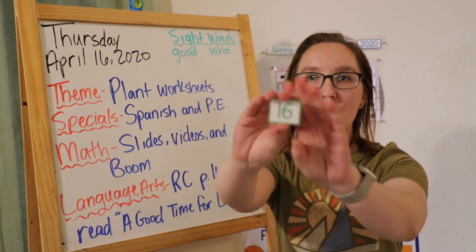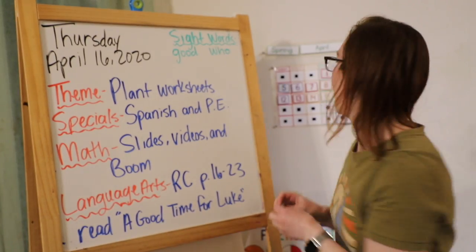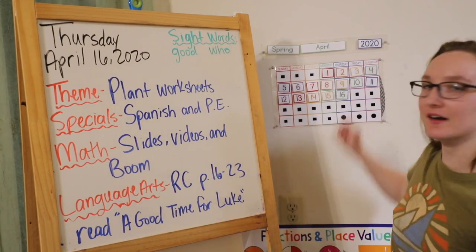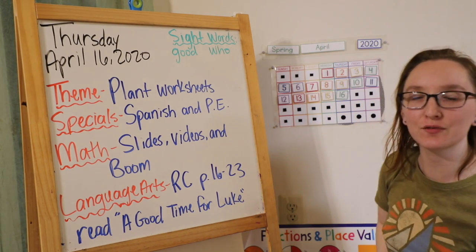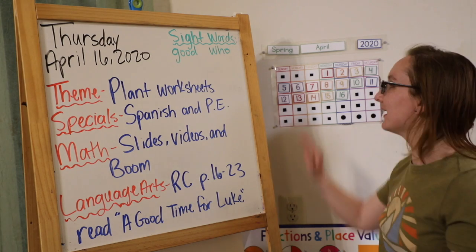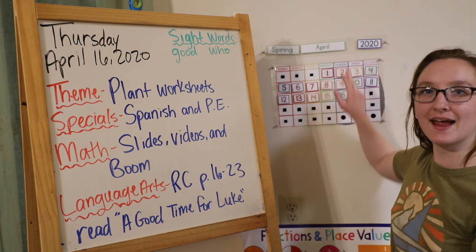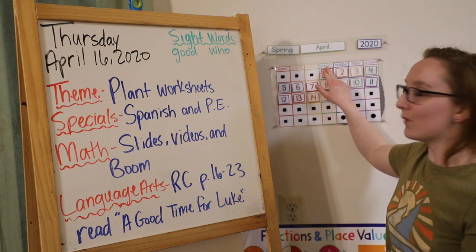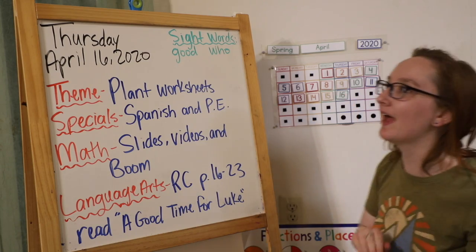So we're going to add our new number to our calendar. And we're going to go ahead and place that here. So it is once again April 16th, 2020. Our season is spring and today is Thursday. Yesterday was Wednesday and tomorrow is going to be Friday.